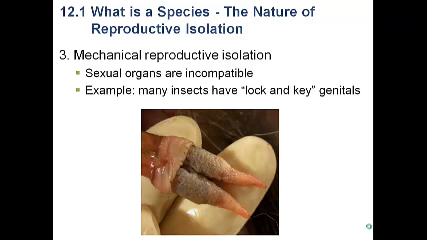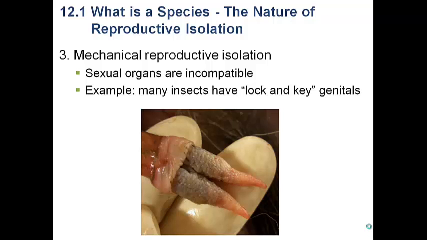Alright, so the third mechanism of reproductive isolation that we have is mechanical reproductive isolation. So we very simply have sexual organs that don't fit, that are incompatible. Oftentimes in the insect world we have these genitals that are relatively complex, and so the genital of one species won't match with the genital region of another species.